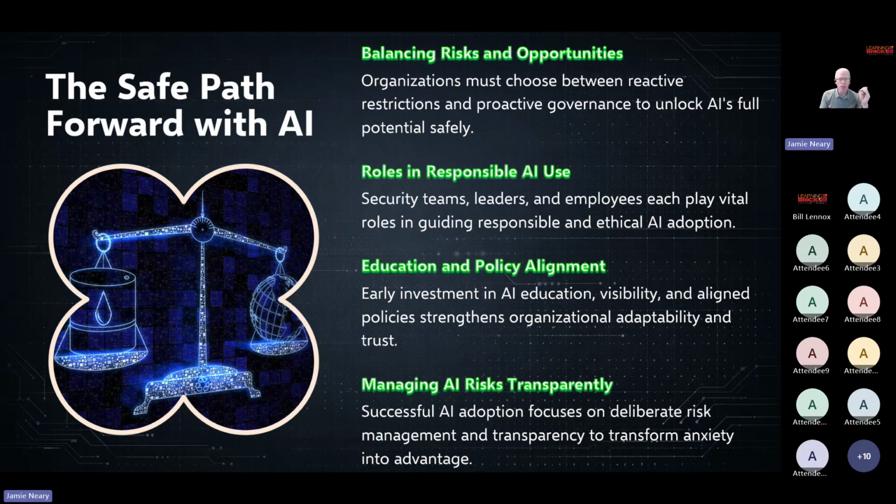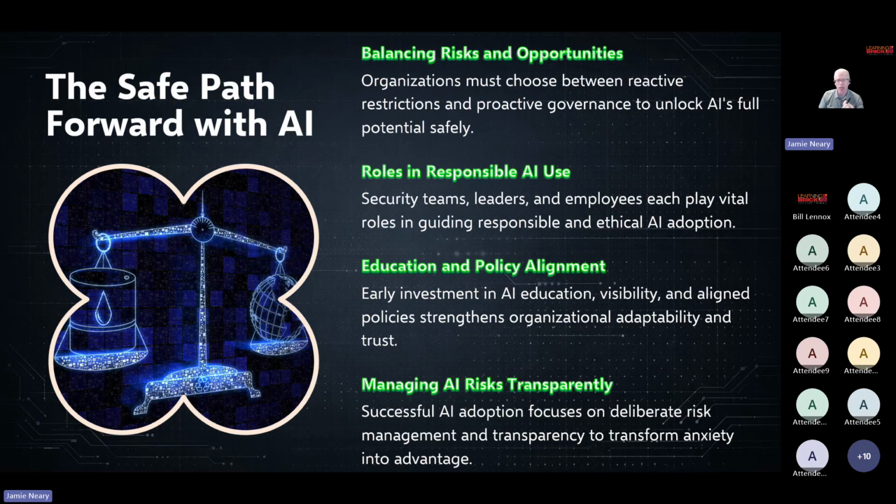AI is going to be a powerful accelerator, but we've got to give it guardrails. We have to have clear principles. We have to have strong governance. And most importantly, we have to have informed users. Everyone has a role to play. Security teams, leadership, employees, all need to be involved in shaping the responsible use. Any organization that invests early in AI education and visibility and policy alignment is going to be better positioned to adapt as this continues to evolve.